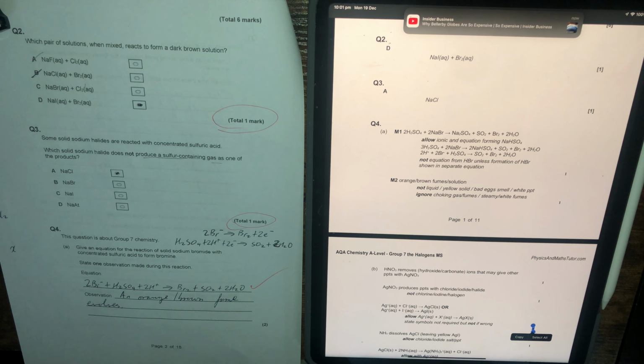C, 2Br minus plus, you can use the normal equation or the ionic equation. I've used the ionic equation here. So 2Br minus plus 2H plus H2SO4 goes to SO2 plus Br2 plus 2H2O. Yes. Then it's saying that bromine's oxidation state changes from -1 to 0 and it's being oxidized. And the sulfur in H2SO4 changes oxidation state from +6 to +4, so it's being reduced.